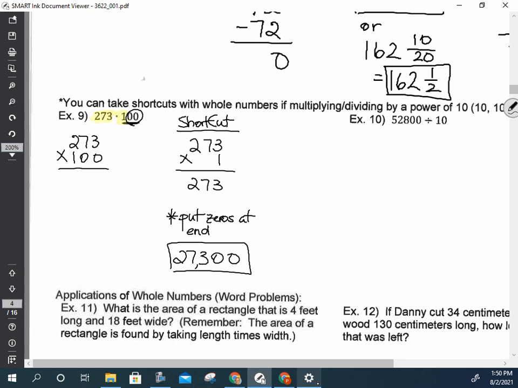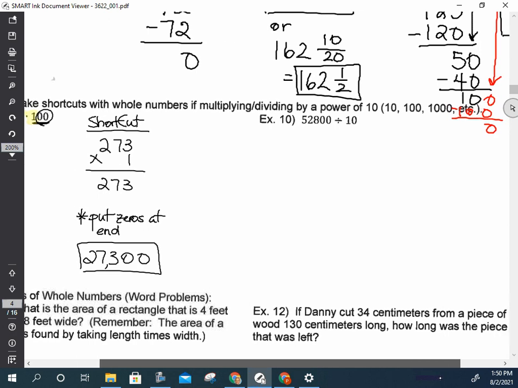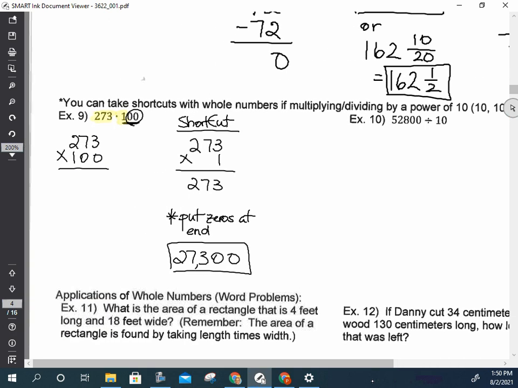So, as I mentioned, you do not have to do it that way. You can always do it the long way. You will still get the same answer. So don't feel that you have to do it the shortcut. So notice that with multiplying, we put zeros at the end. With division, we're going to take zeros off.